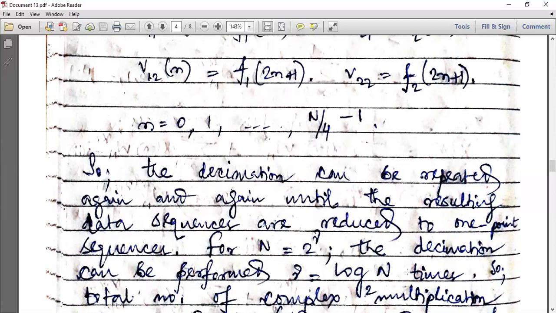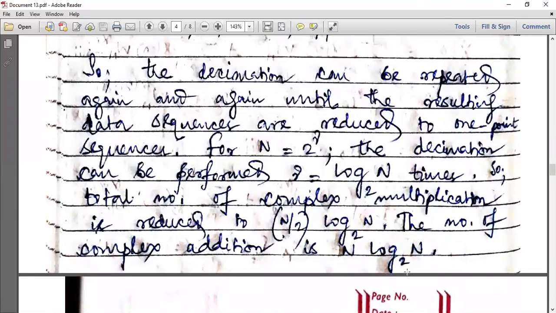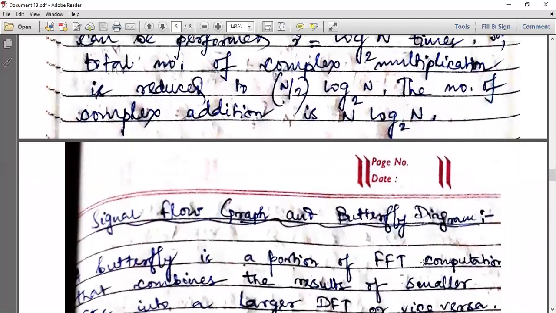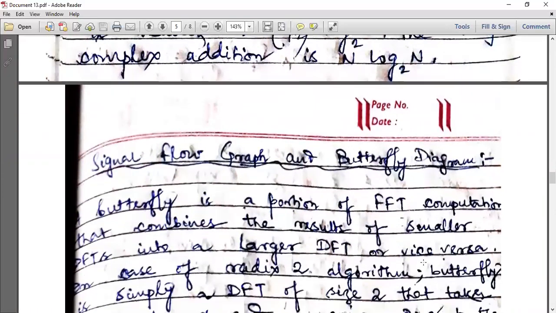So the total number of complex multiplication is reduced to n by 2 log n to the base 2. This is the time complexity that is reduced in case of FFT. The total number of complex addition is n log n to the base 2. Clear? These all are basically short questions that can come. What is the number of complex addition? What is the total number of complex multiplications for FFT? So that time you have to write.